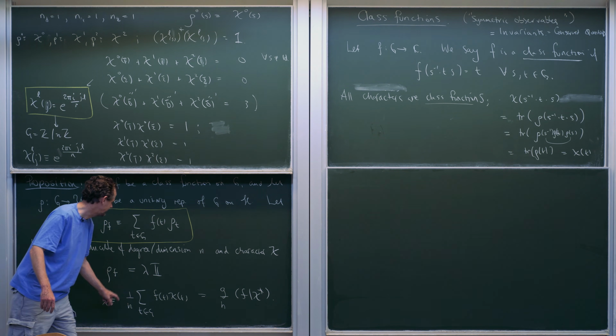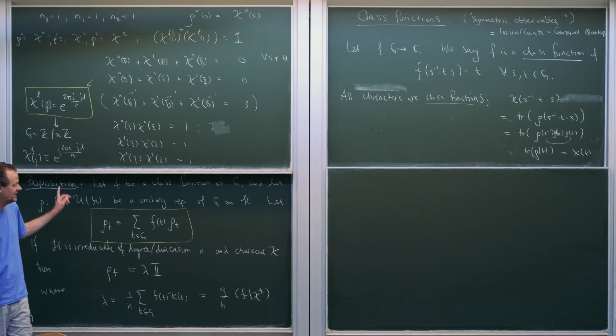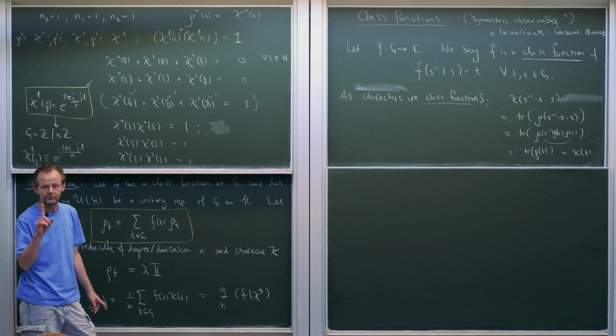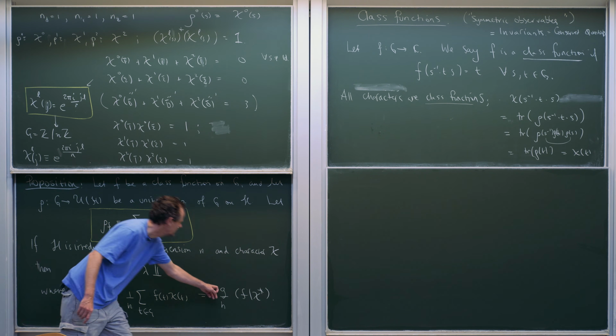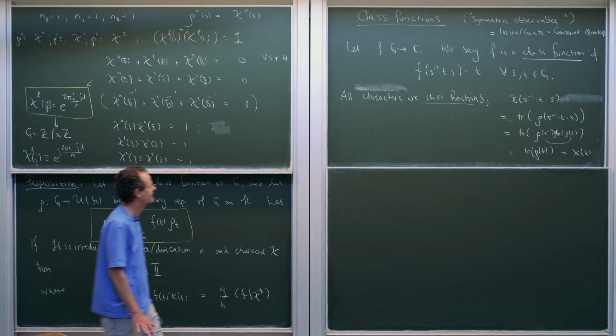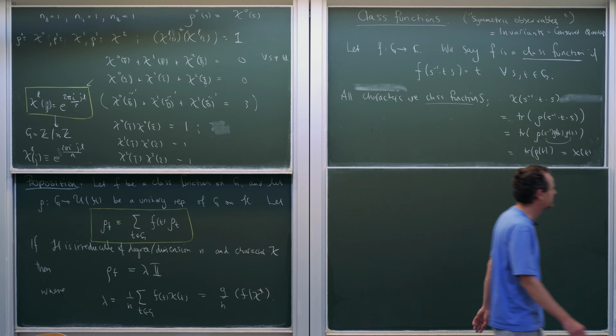And this proportionality factor is given by this number here, in which, in the case of a character, chi of 1 is n for an irreducible representation. So there's g divided by n, it's just n in the case of an irreducible representation. Good. Let's see if we can prove this before the end of the lecture.